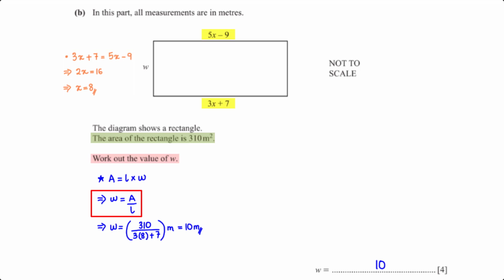So to get the length, we plug in the value of x in either 5x minus 9 or 3x plus 7. In this case, we went with 3x plus 7, so we have 3 times 8 plus 7. When we type this into the calculator, we get 10.